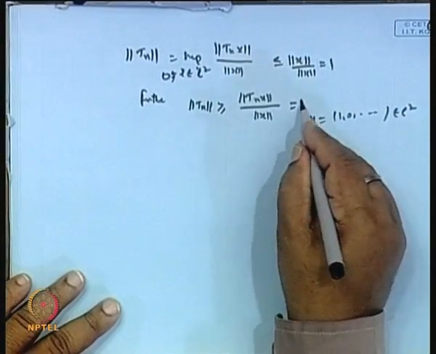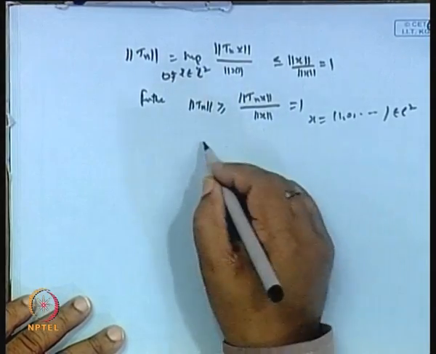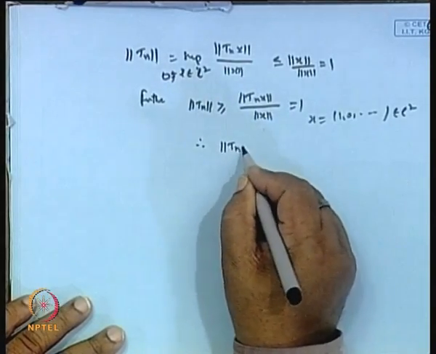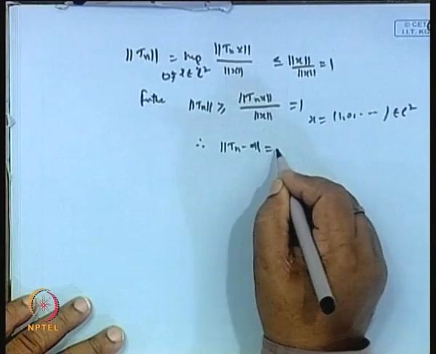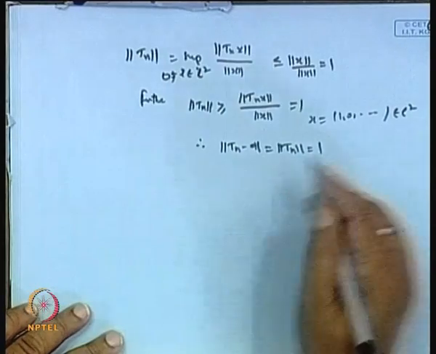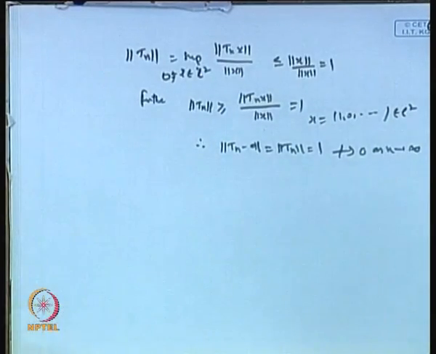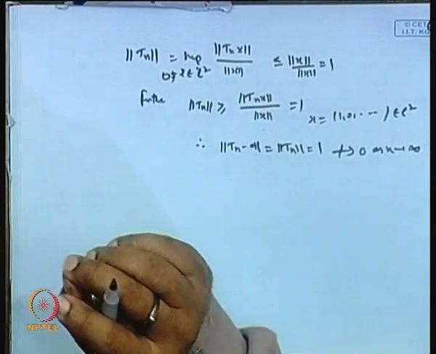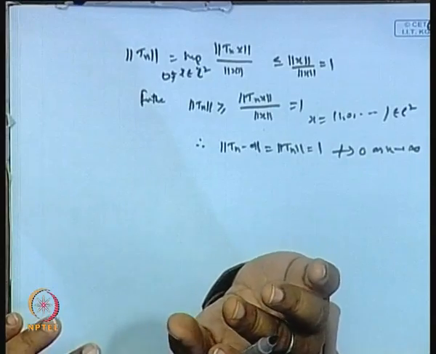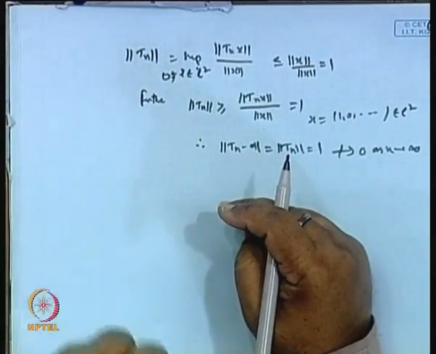So, what is this norm? Norm of T_n x will be 1, and norm of x will be 1. So, norm of T_n minus 0 is coming to be norm of T_n, which is 1. So, it cannot go to 0 as n tends to infinity. Therefore, this sequence does not converge uniformly. This is an example where the sequence of operators converges strongly, but not uniformly.